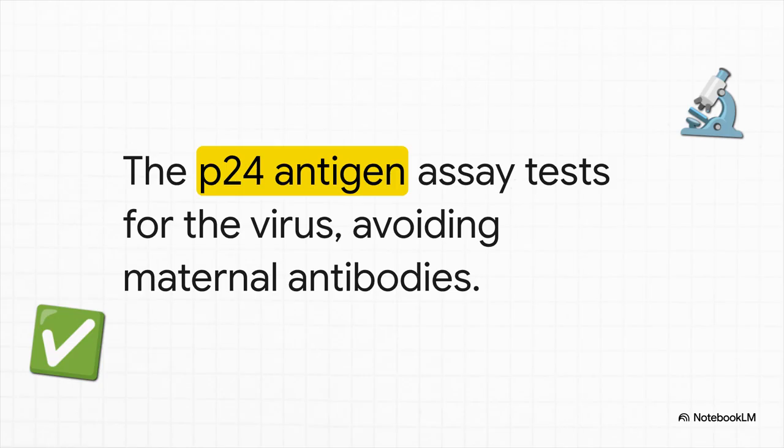You absolutely nailed it if you picked 4, the P24 antigen assay. Remember, under 18 months, that baby is still carrying around maternal antibodies, so a Western blot would just give a false positive. You need the P24 antigen or PCR test because they look for the actual virus itself.